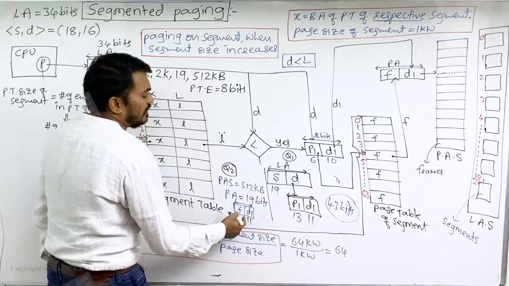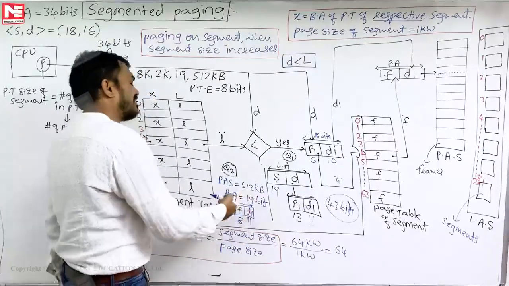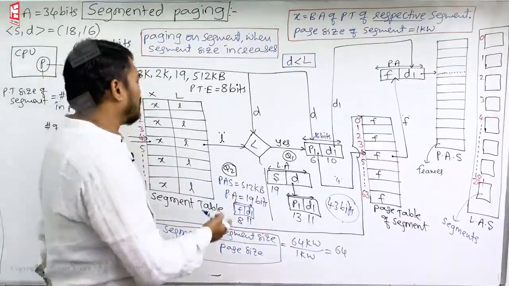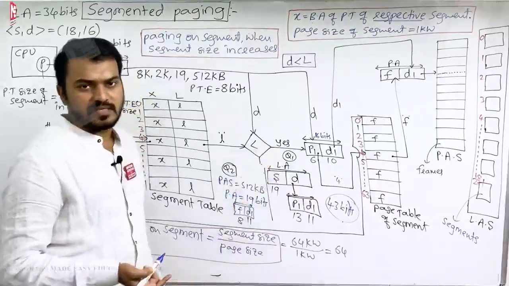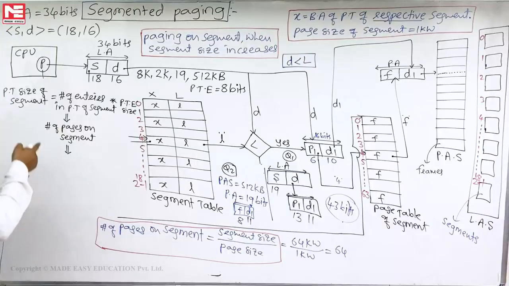So okay, D1 के लिए 11 bits है, तो F के लिए कितना bits होगा? 8 bits होगा, right? So even if you write like this, कैसे भी लिखो, PAS दिए तो directly PA लिख सकते हैं ना. PAS 512 KB है, so सीधा PA is 19 bits है, so directly you can write. So next question number 3 is asking page table size of segment.